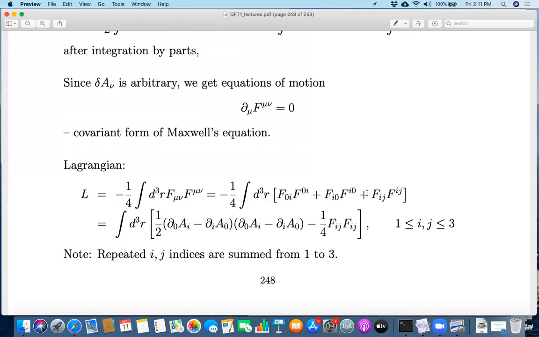And then the second term I have kept as it is. Minus 1/4, but I have just written both indices down, because lowering ij indices doesn't make any difference, because of this fact that eta ij is delta ij. So this is the form of the Lagrangian that we'll be working with.